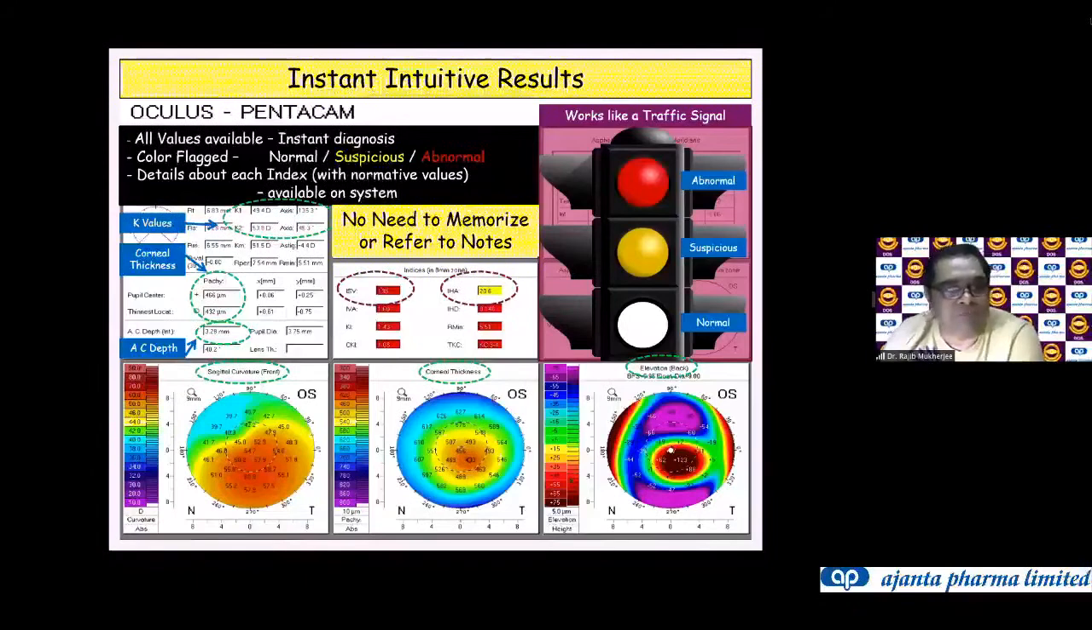It just works more or less like a traffic light. You see a traffic light over here. Anything in white is normal, yellow is in the borderline or suspicious zone, and red is abnormal. So you have your K values, your corneal thickness indices, your AC depth, and your corneal indices over here. Anything yellow, as I said, is suspicious. Anything red would fall into the zone of being abnormal.